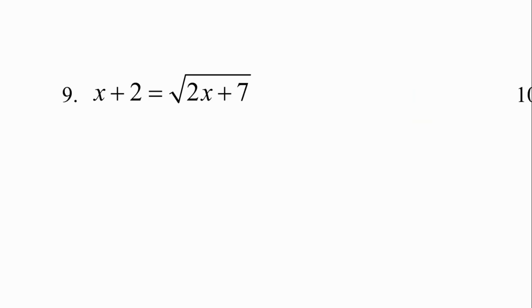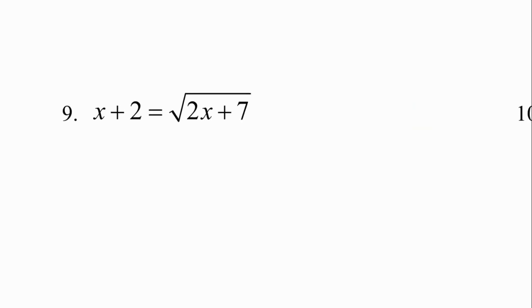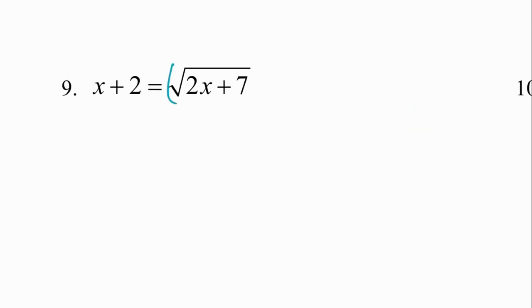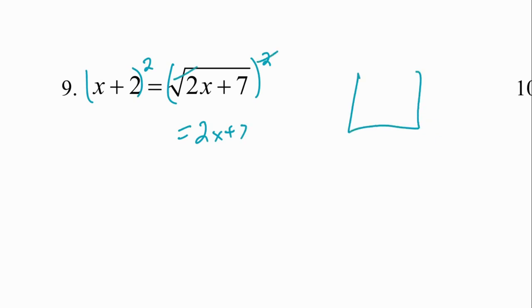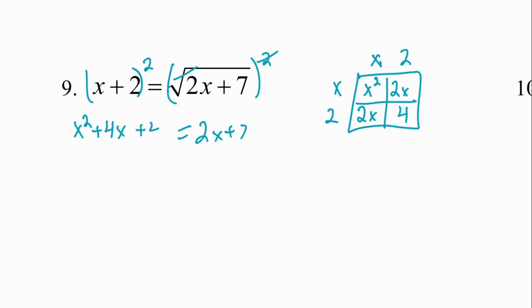So what we're going to do now is, again, we already have this radical isolated, so we can go ahead and square both sides. On the right side, that's going to be nice and pretty. We'll get just 2x plus 7 because that square and that square root cancel. But on the left side, we are going to have to do the box. So we'll do x plus 2 times x plus 2. We'll get x times x, which is x squared, x times 2, which is 2x, x times 2, which is 2x, and 2 times 2, which is a positive 4. So on that left side, we'll get x squared plus 4x plus 4.